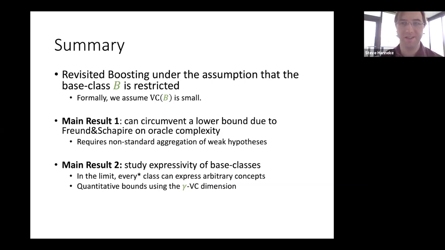Hey, Shay, I have a question. A beautiful talk. So most of the talk focused on the aspect of having a small VC dimension for the weak learner hypothesis class. But there was another assumption too about it being an agnostic learner for the base class. And I just wondered, to what extent is that a necessary assumption, or could you weaken it to just being a weak learner for the target function?